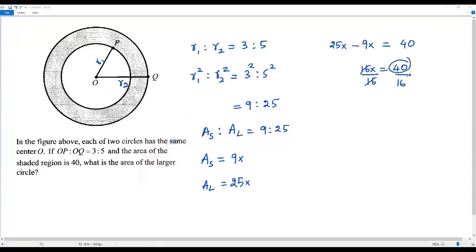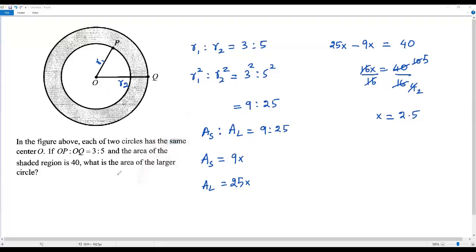Both 40 and 16 are multiples of 4. 4 goes into 40 10 times, and 4 goes into 16 4 times. Further, 2 goes into 4 twice and 2 goes into 10 five times. So we get 5 over 2, which is 2.5. So I got the value of x. Here I multiplied both the terms of the ratio by the same non-zero number x, and now I have the value of x, 2.5.